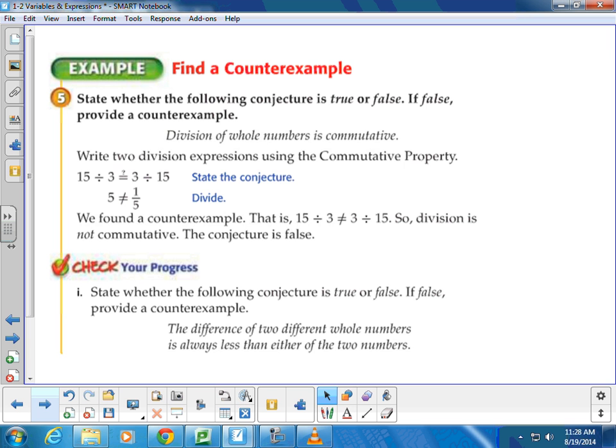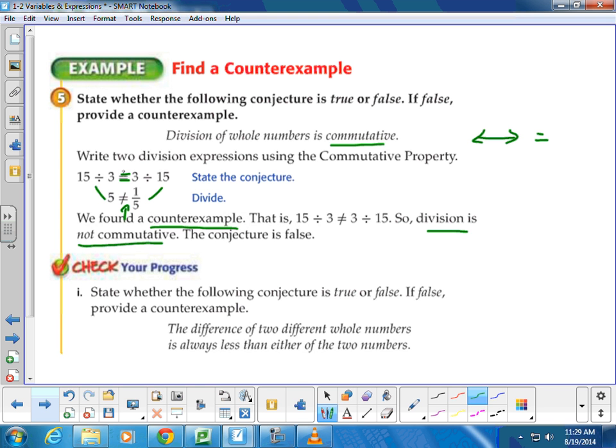It says division of whole numbers is commutative. We have to go back and think, what is commutative? Commutative, I know that I can move the positions of the numbers and it should stay equal. So what I could do to prove this is not correct is 15 divided by 3 should be the same as 3 divided by 15. Well, 15 divided by 3 is 5. 3 divided by 15 is 1/5. Those are not equal. So that is a counterexample, and division is not commutative. You cannot flip them back and forth.